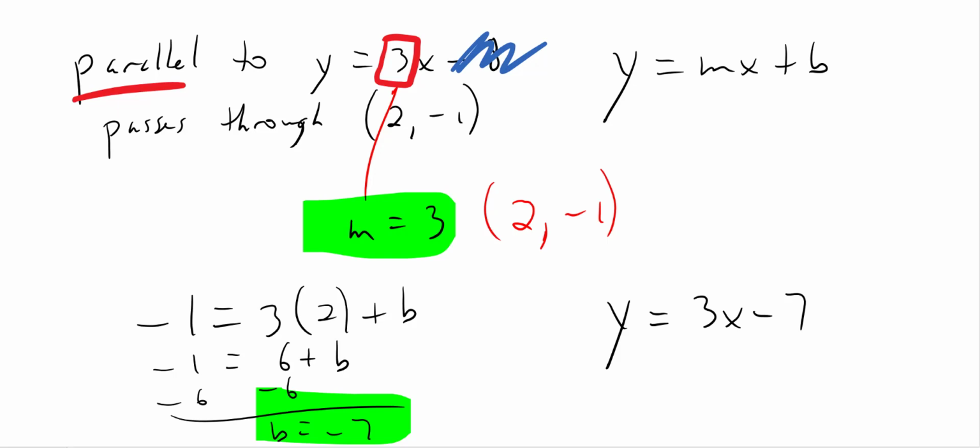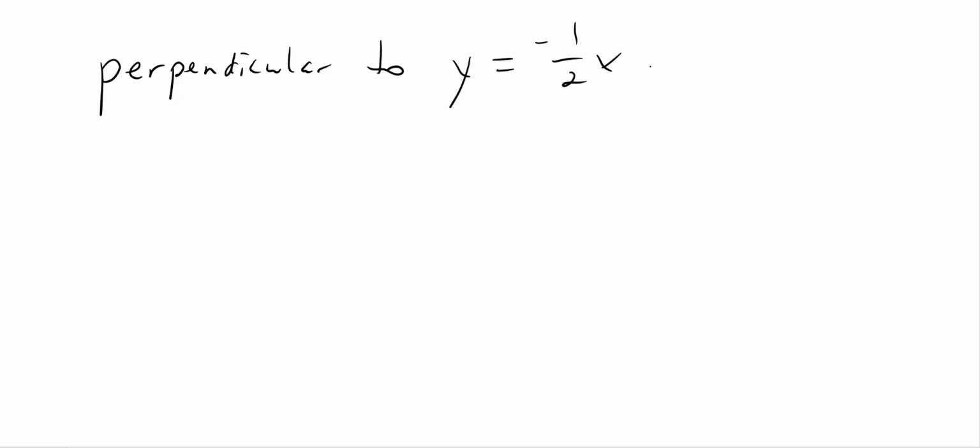All right, so let's try another one here. The next one's going to be perpendicular to the equation y equals negative 1/2 x minus 7.